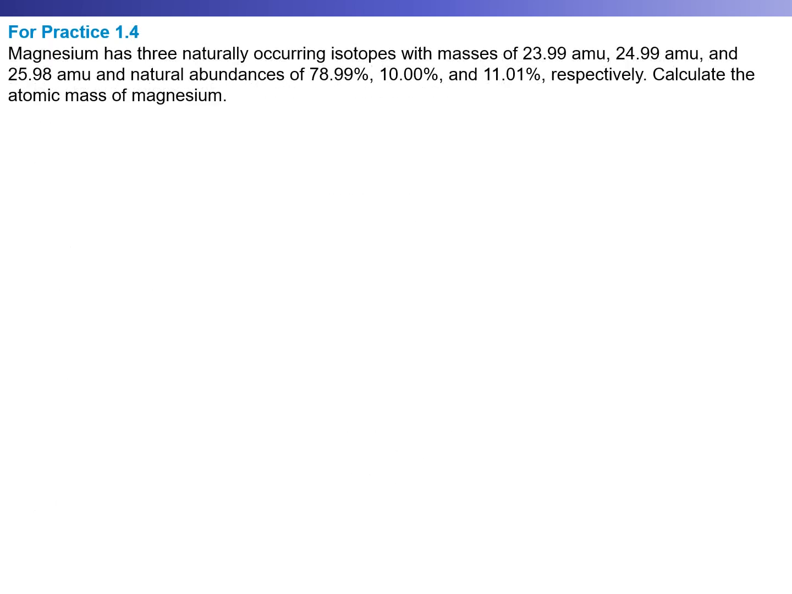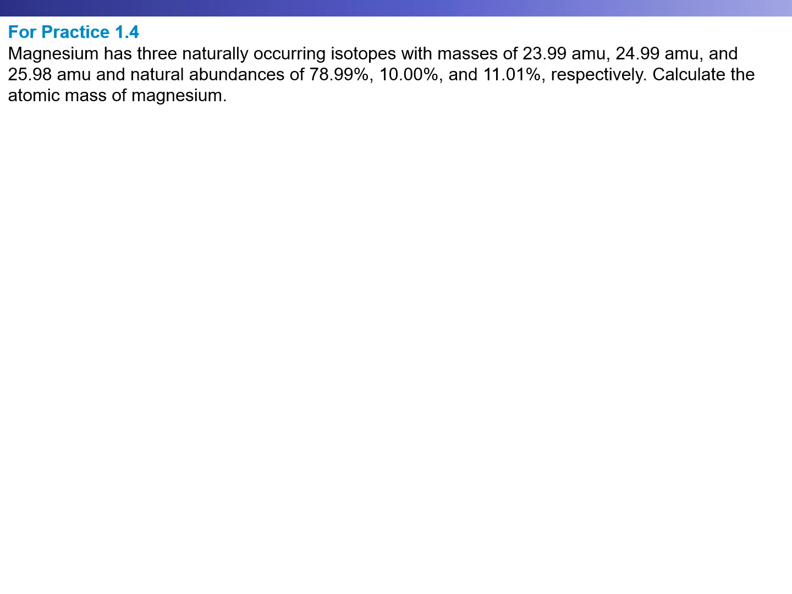Problem 1.4 is going to ask us to solve for the atomic mass of an element given the fact that it has 3 isotopes and also given their natural abundance, how they occur in nature. So let's read the question. Magnesium has 3 naturally occurring isotopes with the masses of 23.99 atomic mass units, 24.99 atomic mass units, and 25.98 atomic mass units, and natural abundances of 78.99%, 10%, and 11.01%.